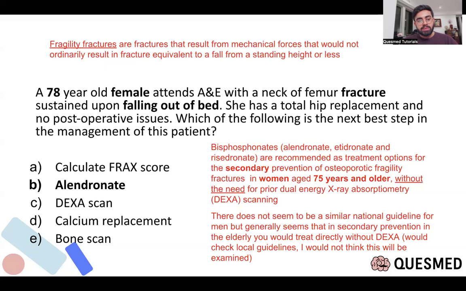And in this particular age group, so over 75 years of age, the guidance is that they don't actually require a DEXA scan prior to starting secondary preventative measures. And the most commonly used first-line agent for that are bisphosphonates. Alendronate is one example of this. And one of the things when I was preparing the slides is there's not really a national unifying guideline in men. But generally, you would apply these same principles too. And for that reason, I've also included it, though I don't think you would necessarily be examined on that because it's not exactly clear.